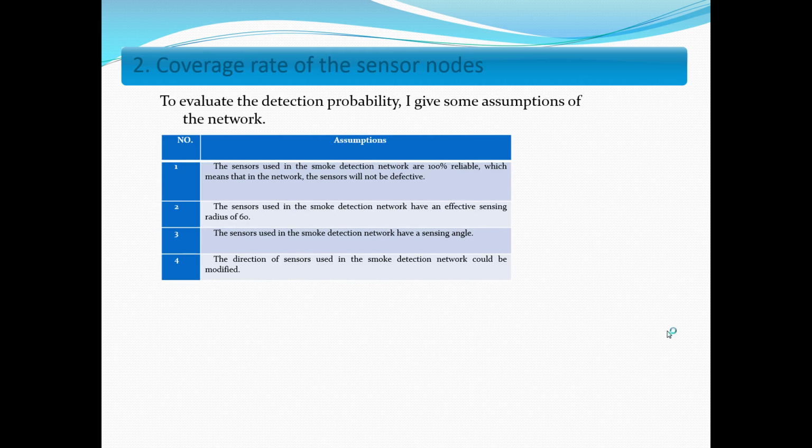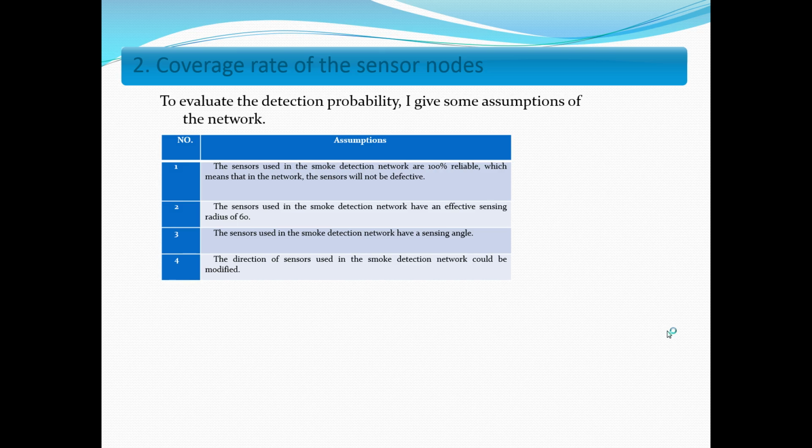And now I want to talk about the detection probability of the network. Here, in order to approach this problem, I give some basic assumptions about the problem. First, the sensors used in the smoke detection network are 100% reliable, which means that in the network, the sensors will not be defective. Second, the sensors used in the smoke detection network have an effective sensing radius of 60.